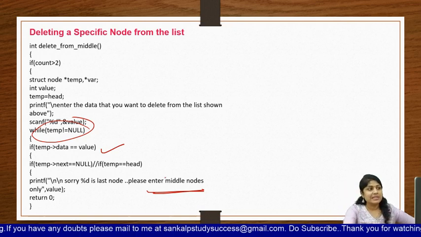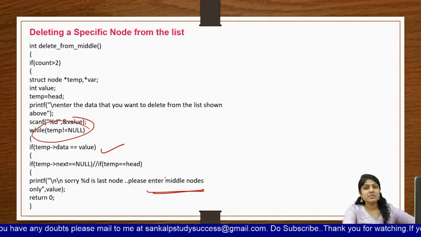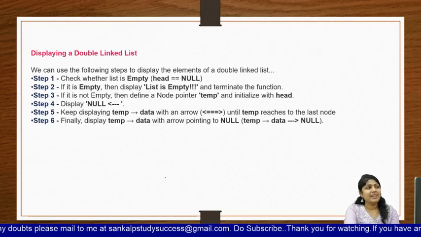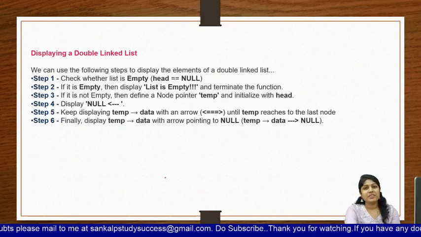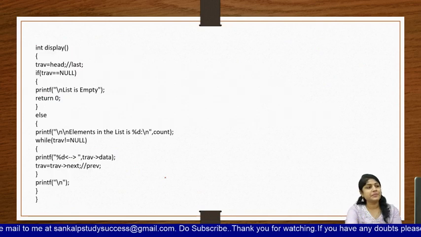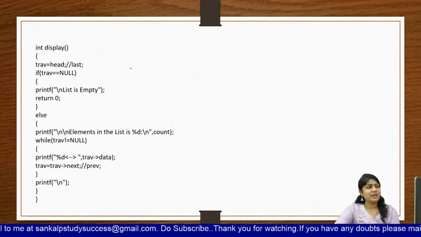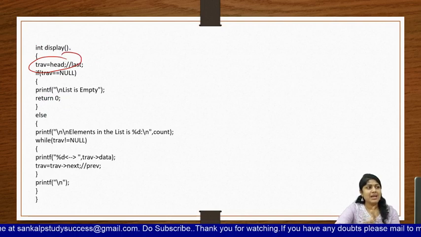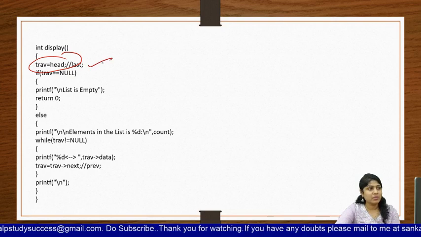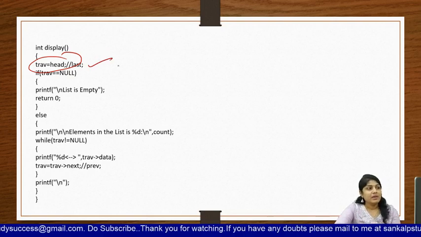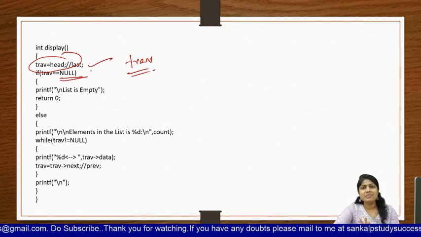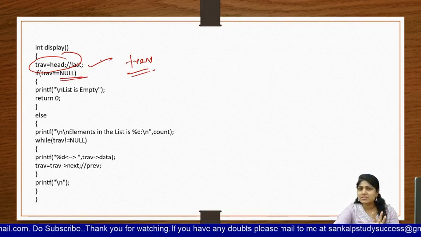Okay, so this is how deletion is performed at a specific node in the double linked list, right? Finally we have display. So display is the same as in a single linked list. We have to traverse through each and every element. Initially here you can assign either last or header, both are acceptable. I started with trav as my pointer, and if trav equal to null it means the list is empty.